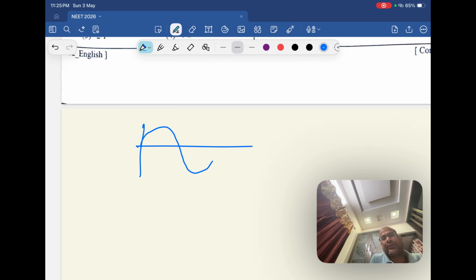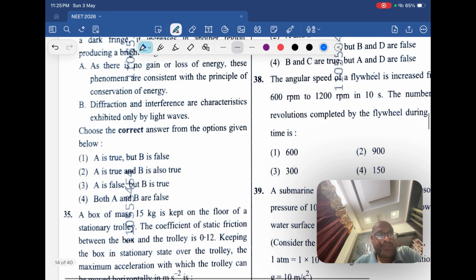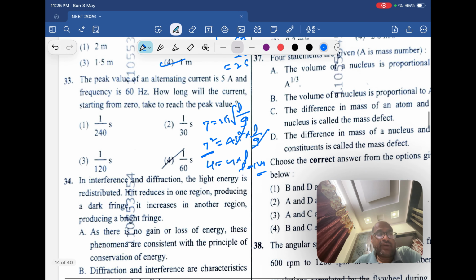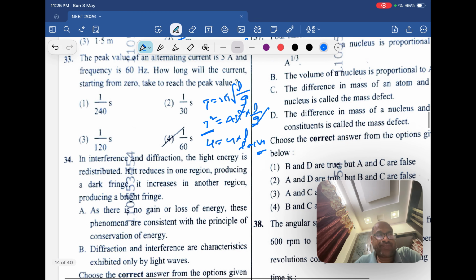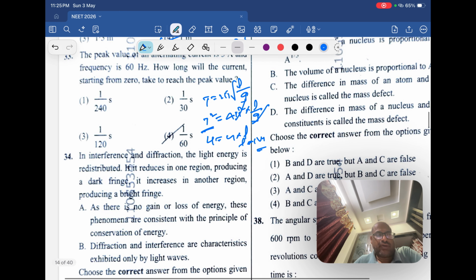Alternating current, right? So the total time of the pulse is, say, t seconds. This is the peak value. What is the question asking? The peak value of an alternating current, and the frequency is 60 hertz. Time period will be 1 by 60. How long will it take the current, starting from 0, to reach the peak value?